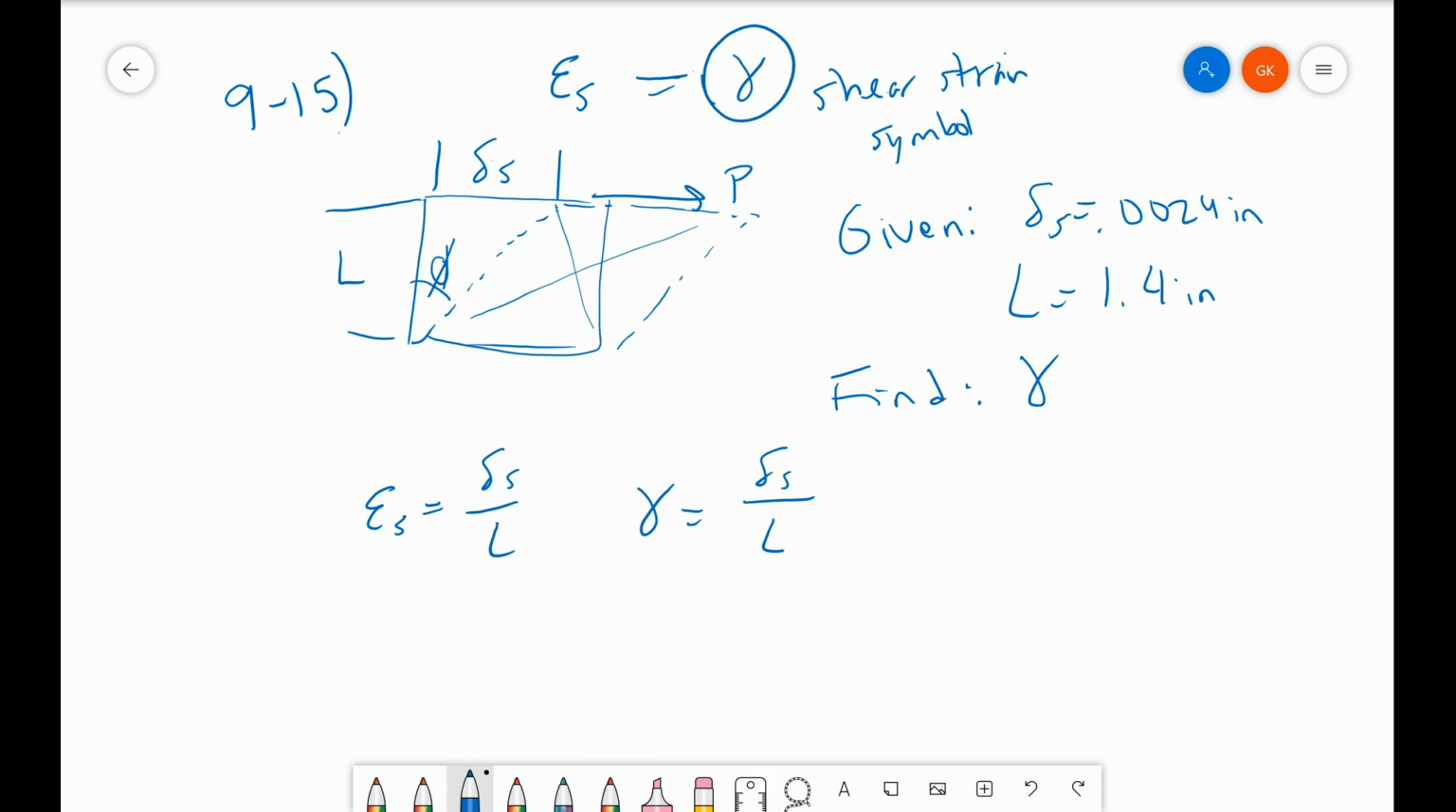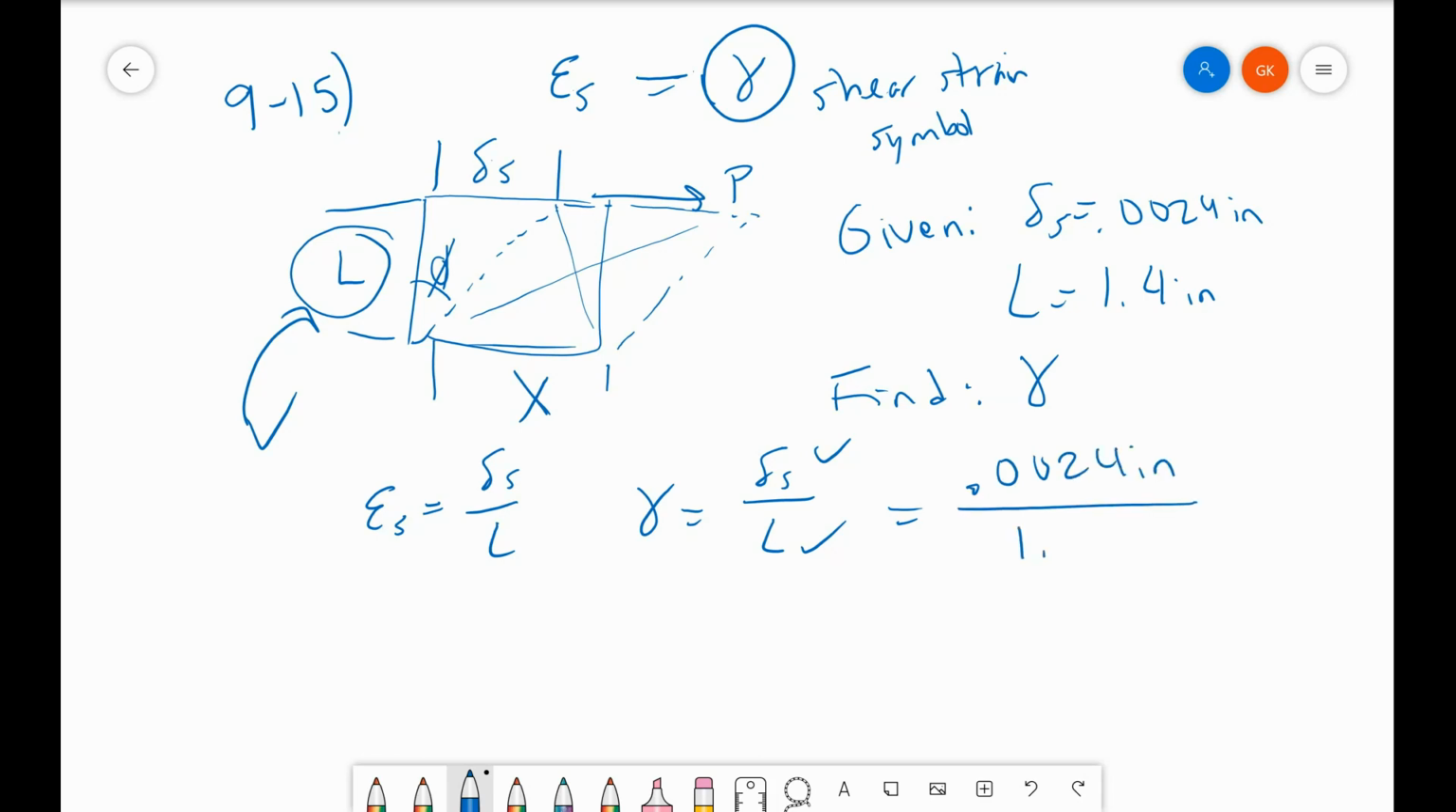And then I know everything I need. I know what the displacement is, I know what the length is, and so I can solve. But notice here that the length in this case was the height, not this value down here. Be very careful about this. Not this, this.